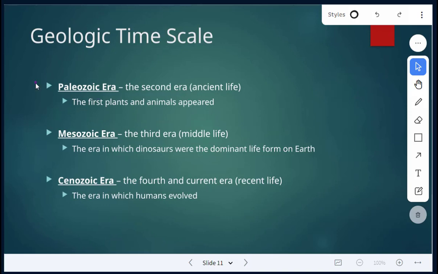Paleozoic era, that was the second era. It's also called ancient life. First plants and animals appeared. The Mesozoic era is the third era, middle life. This is where dinosaurs were the dominant life form on Earth. The Cenozoic era, the fourth and current era, recent life, the era in which humans evolved.